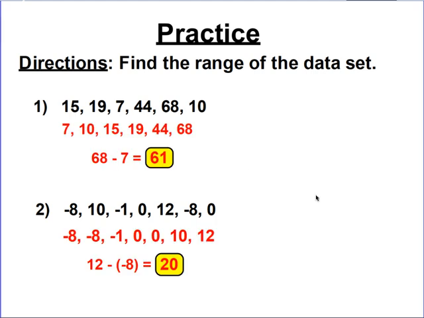There are your answers. The range for question 1 is 68 minus 7, so 61. And the range of question 2 is 12 minus negative 8. So you've got to remember your keep change rule here. That turns into 12 plus positive 8, so 20. So the range is 20.